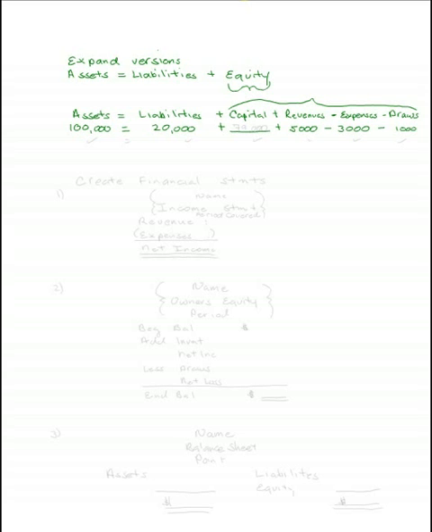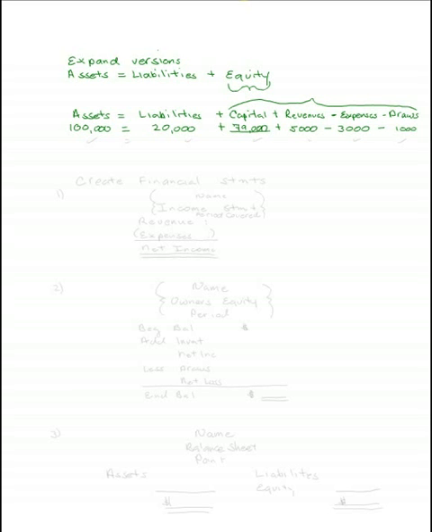So we know what $21,000 is, and we know it needs to equal the total of assets of 100. So 100 minus the 21,000 we can explain means that capital must be the difference of 79. Now let's try it and see if it works.